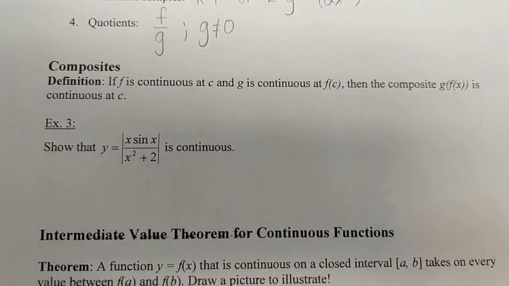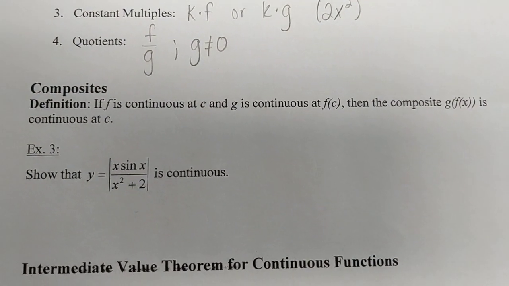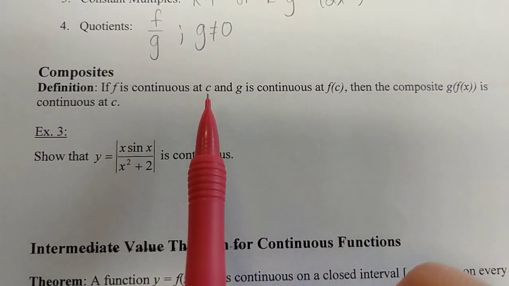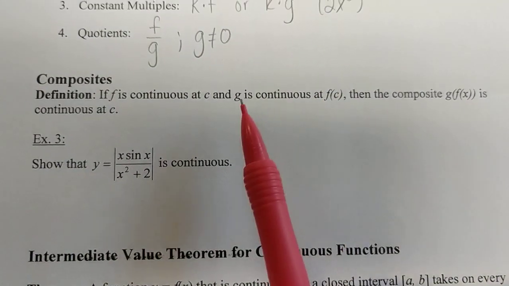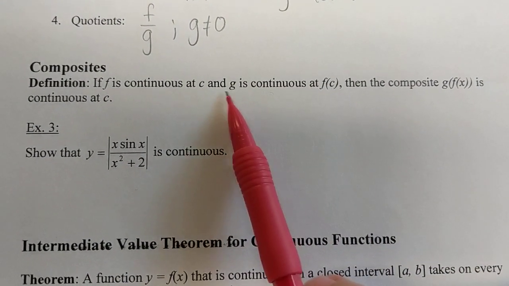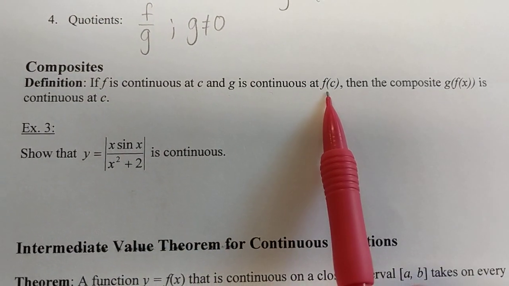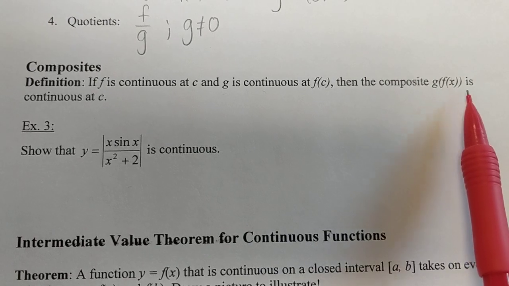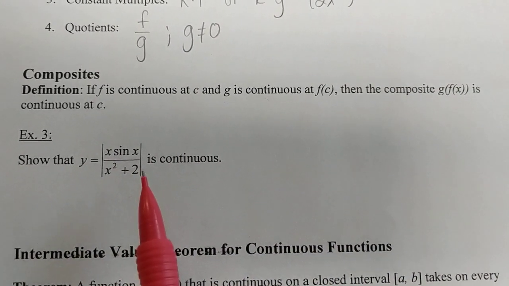So last but not least is this idea of composite functions. It says if f is continuous at c, so we have a continuous function, and g is continuous at f of c, notice it doesn't say at c, it says at f of c, then the composite g of f of x is continuous at c.